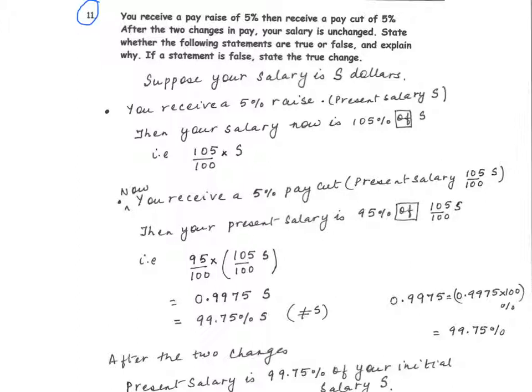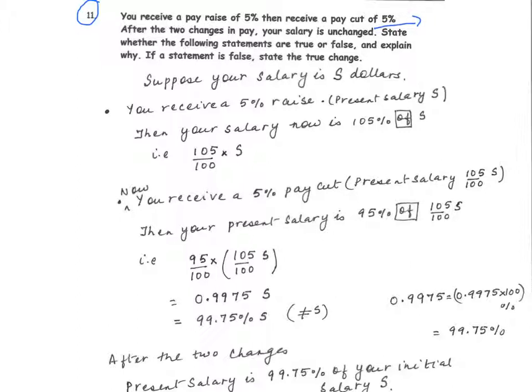So the first step is a pay raise of 5%, and then the second step is that you get a pay cut of 5%. After the two changes in your pay, your salary is unchanged. State whether the following statements are true or false and explain why. If the statement is false, state the true reason. So here, how does one conclude that the salary is unchanged?